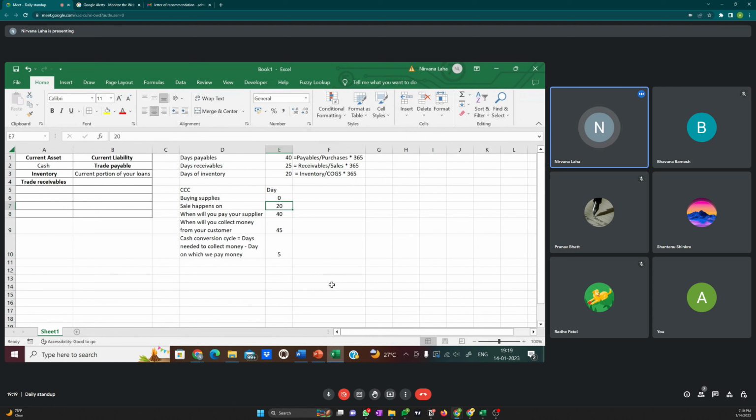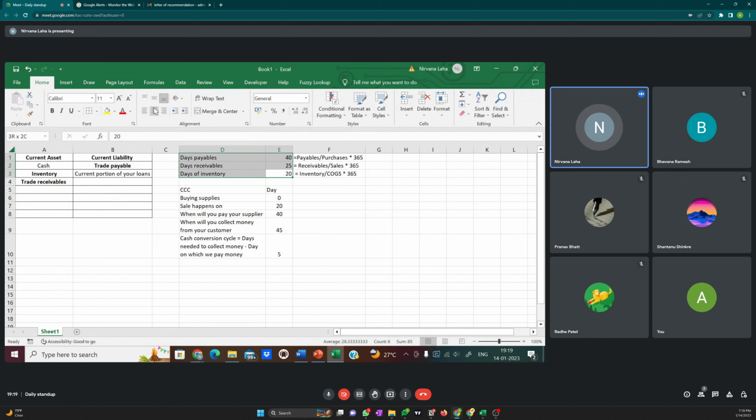So this is the mark of a great company, where it can afford to pay its suppliers later, but it is such a strong company that it is able to collect money from its creditors or its customers sooner.